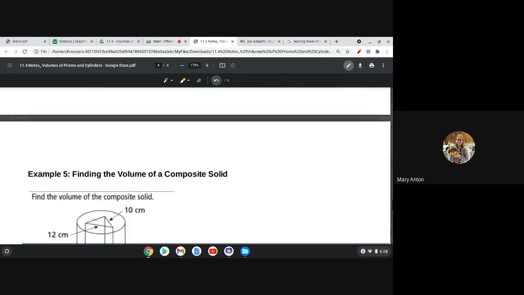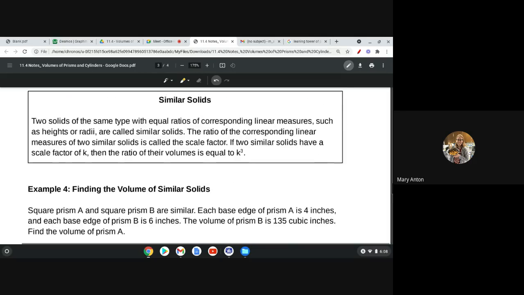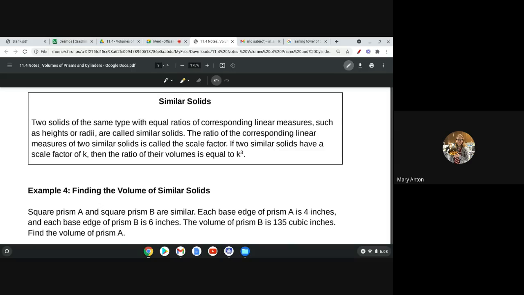All right, and two things left, similar solids. So we talked about this in the beginning, but similar solids have a fun property with areas. So two solids of the same type with equal ratios of corresponding linear measures, this just means they are similar. And the ratio of their corresponding linear measures is called the scale factor. It's what you have to multiply one length by to get the other length of your other figure. So if two solids have a scale factor of k, then the ratio of their volumes is equal to k cubed. So we're going to talk about what all this means in this example.